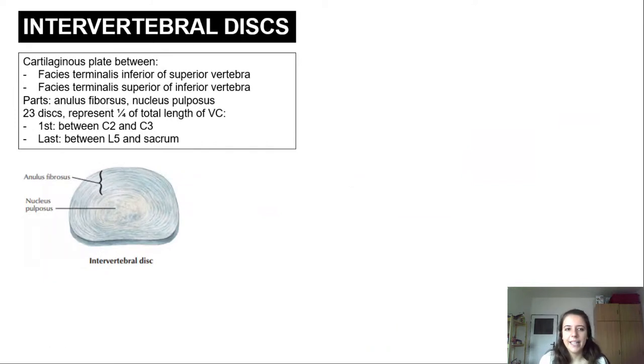Intervertebral discs, very easy. They're located between the vertebrae, between the facies terminalis inferior of the superior vertebra and the facies terminalis superior of the inferior vertebra. Parts of the intervertebral discs: you just have to know that it has the nucleus pulposus and the annulus fibrosus. So, the nucleus in the center and the annulus, which means ring, is around the nucleus.